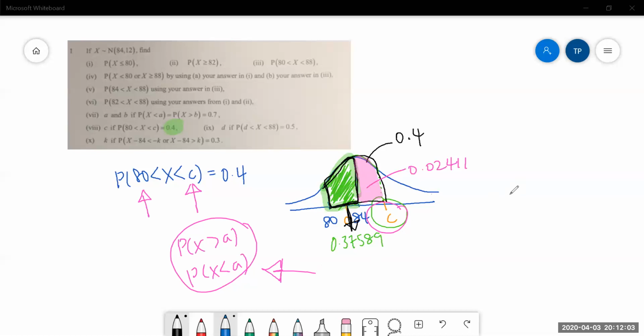0.5 minus that. Yes, I was hoping you would say that. Because 0.5 minus this, what will we get? More than C. We will get this part. So probability of x greater than C will be equal to 0.5 minus 0.02411. You got it?